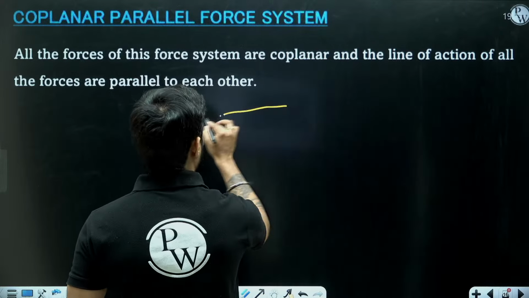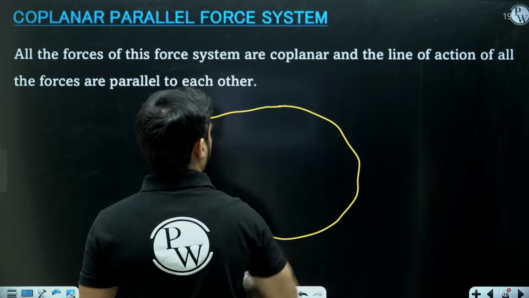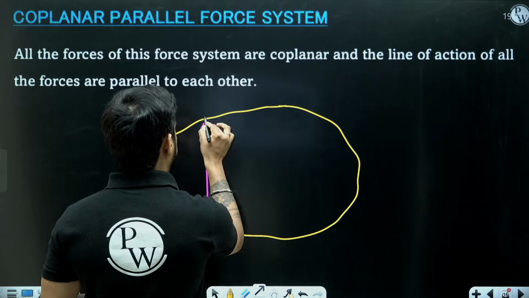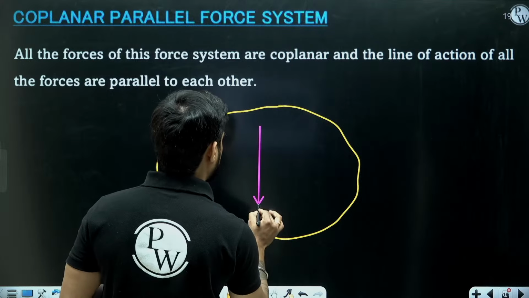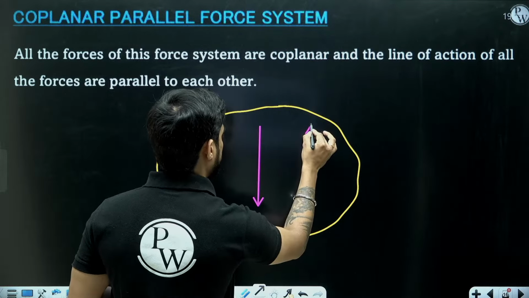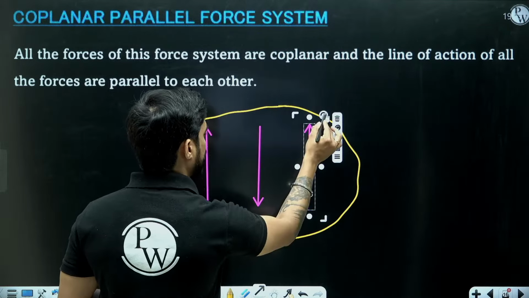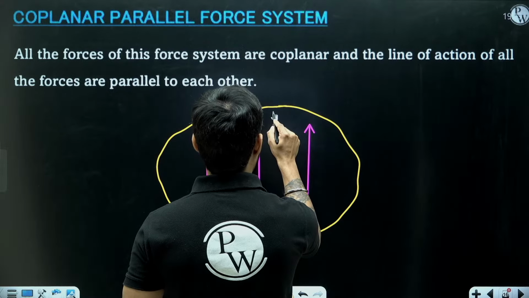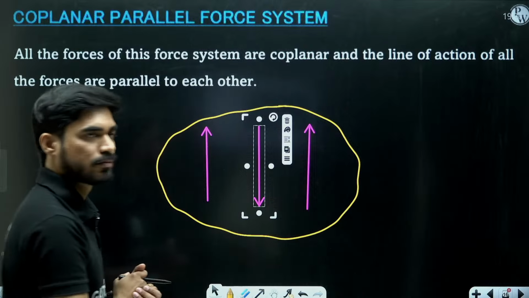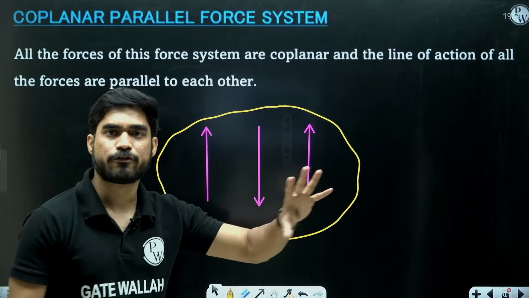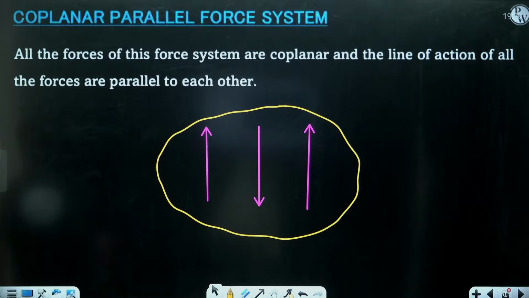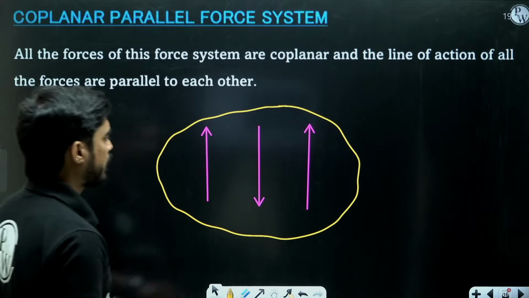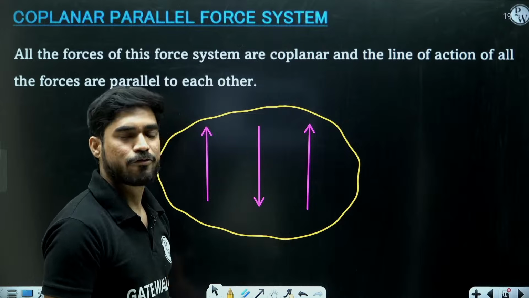According to this force system, all the forces will be parallel to each other. Their line of action will be parallel to each other. They will not intersect at any point. For example, let's say all the forces are in y direction. This one, this one, this one, all forces are in y direction. So you can say that these forces are a coplanar parallel force system.